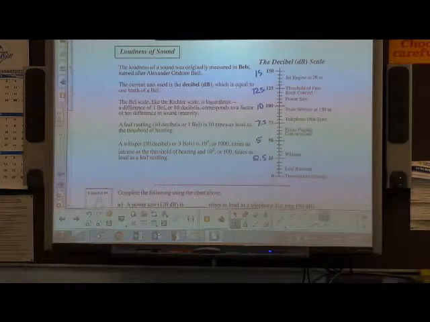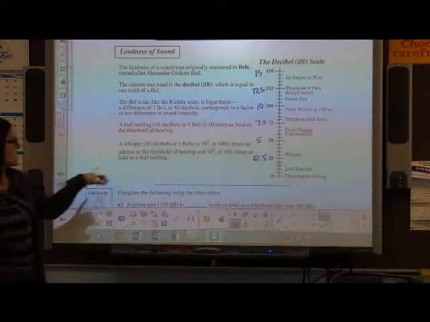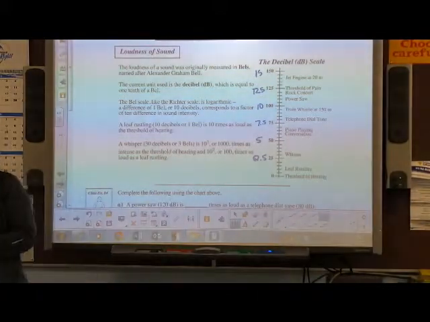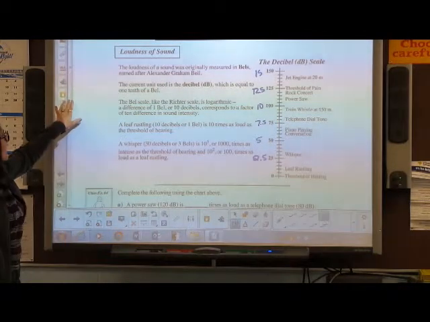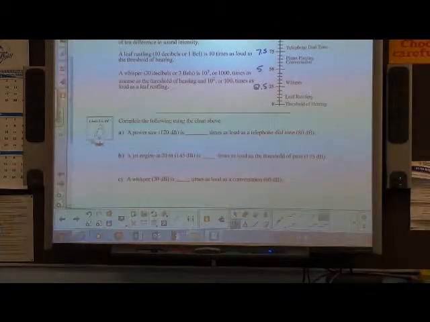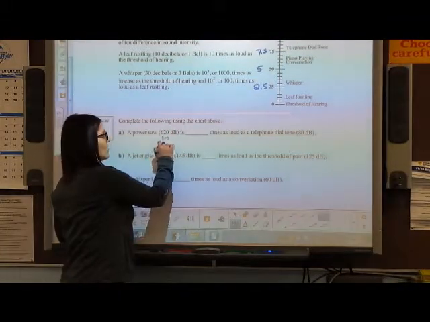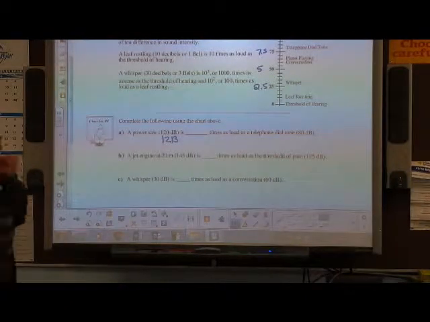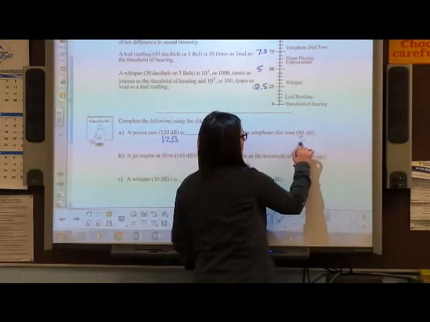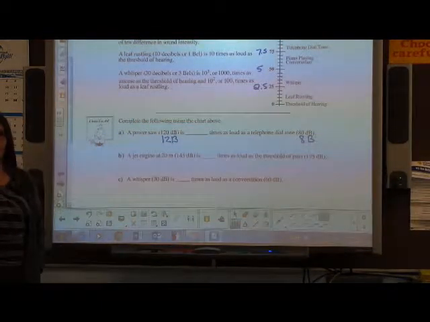A whisper is 1,000 times as intense as the threshold of hearing. And then it's 100 times as intense as a leaf rustling. So if we look at the examples, a power saw, which is 120 decibels, so that would be 12 bells, is how many times as intense as a telephone dial tone, which is 80 decibels or 8 bells? So how many times louder is the power saw?